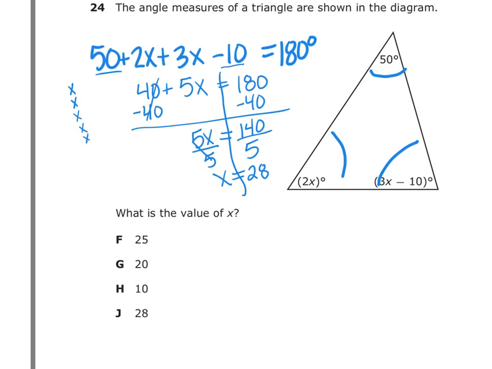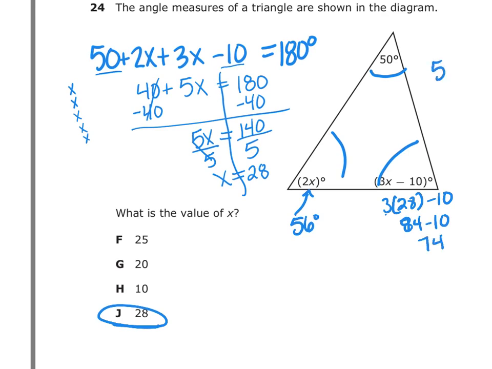And look, it says, what is the value of x? It's 28. Could I find the value of each of these angles if I know x? What's 2 times 28? 56. What's 3 times 28 minus 10? 84 minus 10 is 74. Do all of these add up? 56, 74, and 50. Pretty sure that adds up to 180.